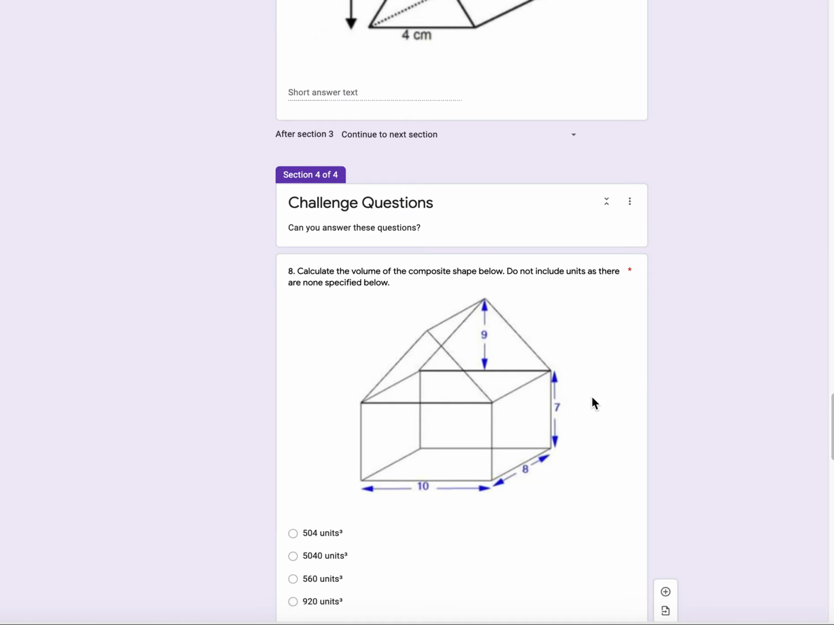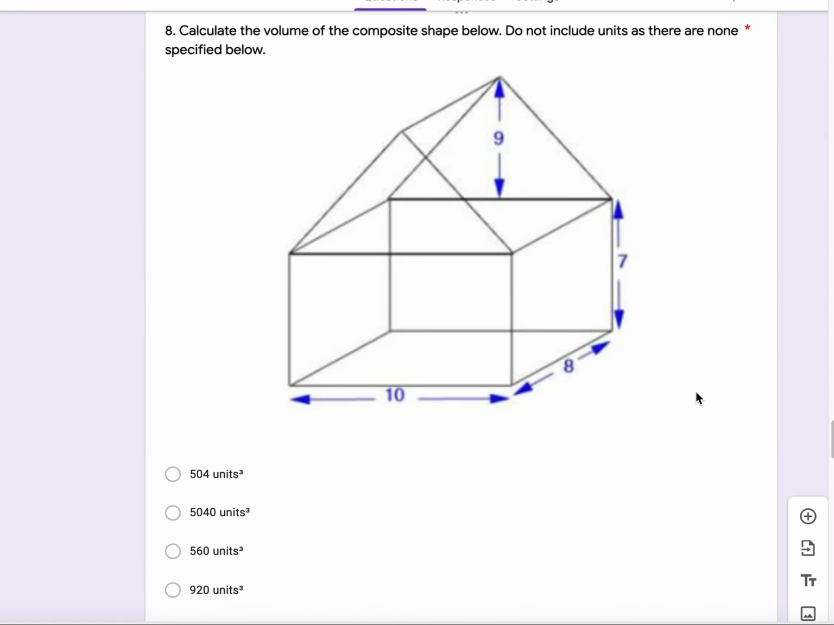So question 8 is the first challenge question, and it says calculate the volume of the composite shape below. Now composite means it's made up of many different shapes. So a composite shape has more than one different shape in it. Do not include units as there are none specified below.